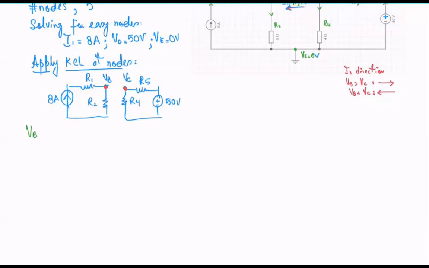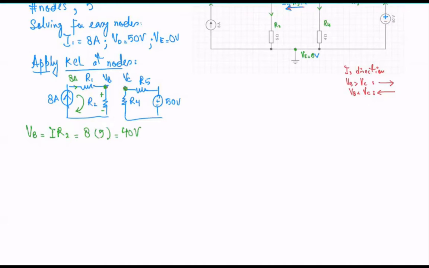VB equals I times R2. Remember, I in a series circuit remains the same, and it's already given, which is 8 amps. Whatever the voltage is across this resistor, that's the voltage at this node, VB = I R2. I being 8 amps, the value of R2 is 5. So VB is 40 volts, okay?